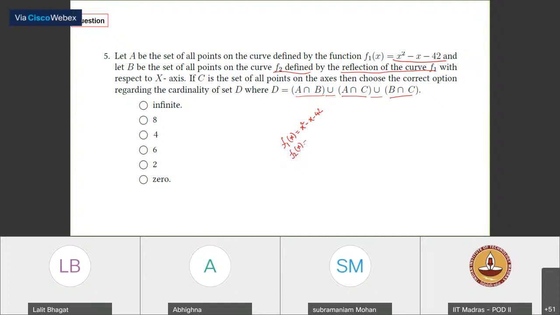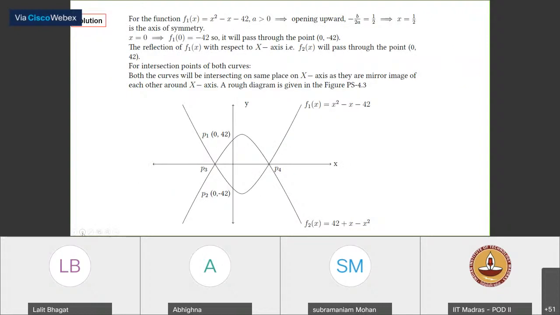F2(x) is equal to, then what is the reflection? The reflection will be just the opposite, right? So minus x square plus x plus 42. Let me show you how it is done.